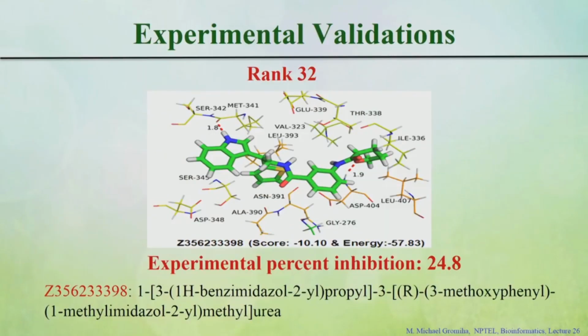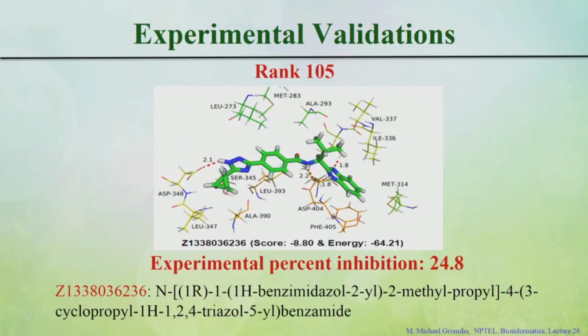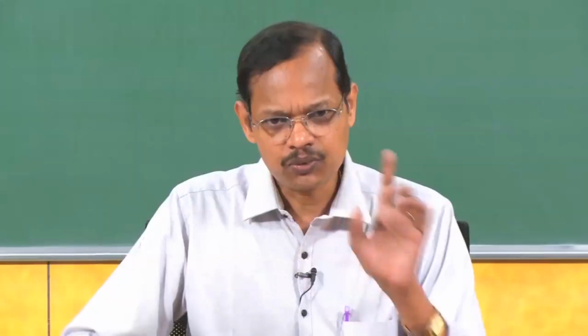Then this is another one, rank 32. Here the inhibition rate is 24.8%. You can see the type of interactions. This is the ligand and you can see how it interacts with the amino acids in the protein. This is another one, rank 105, also with inhibition of 24.8%, and here you can see the electrostatic interactions as well as the hydrogen bonds and other hydrophobic interactions for this particular ligand. Here the score is minus 8.8 and the energy is almost similar, minus 64.21 kilocalories per mole. So, now this one step.